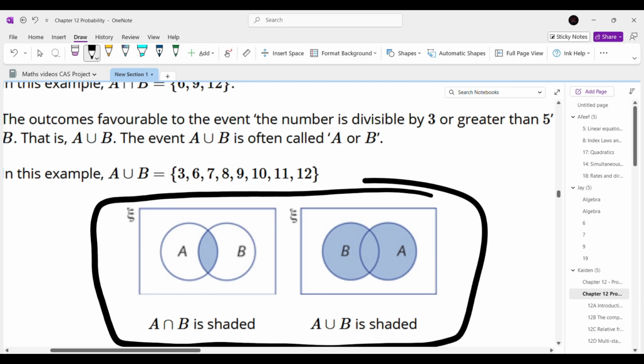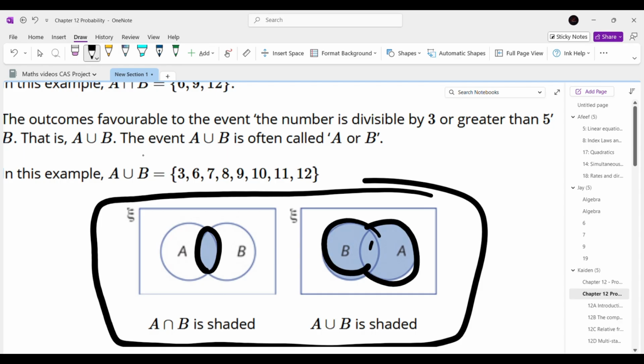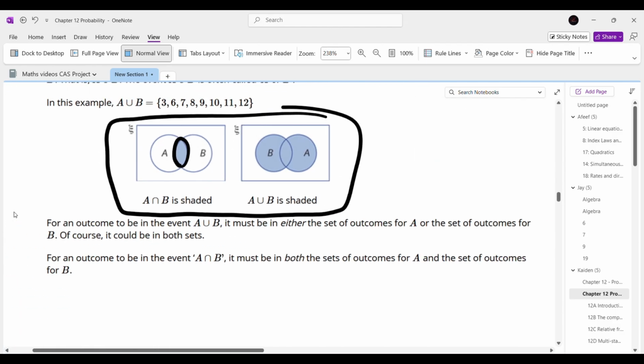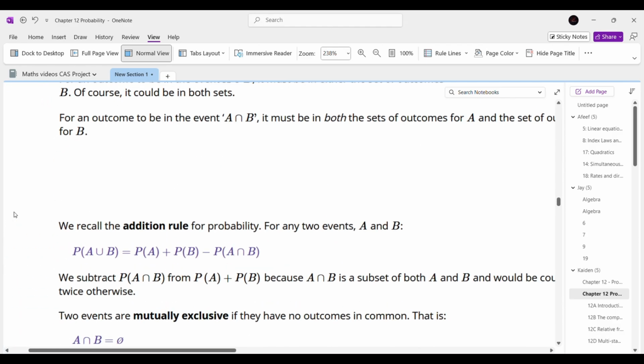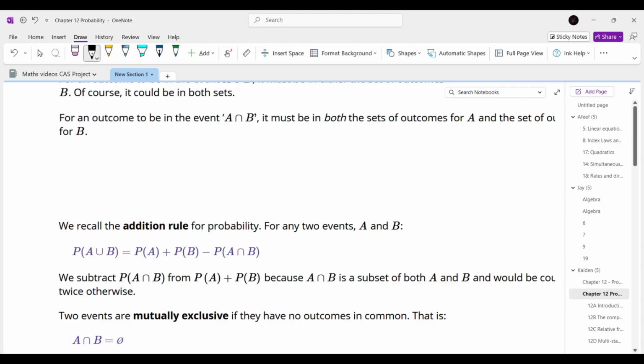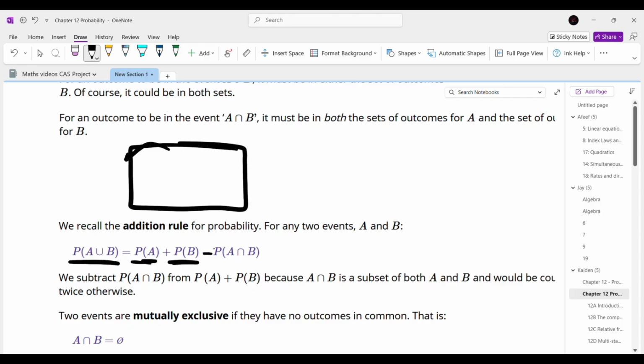So we got A and B in the center here, and then A or B is the combination of both of these circles. So sometimes we have an addition rule for probability, where when you want to find A or B, you add the probabilities of A and B, and then you subtract the probability of A and B. This is because when we have a Venn diagram, I'll just prove it to you.